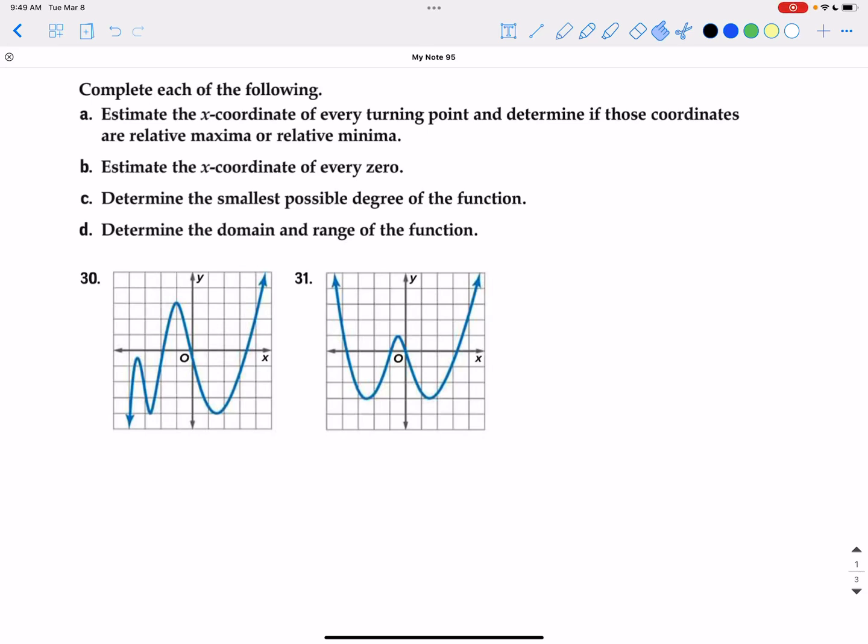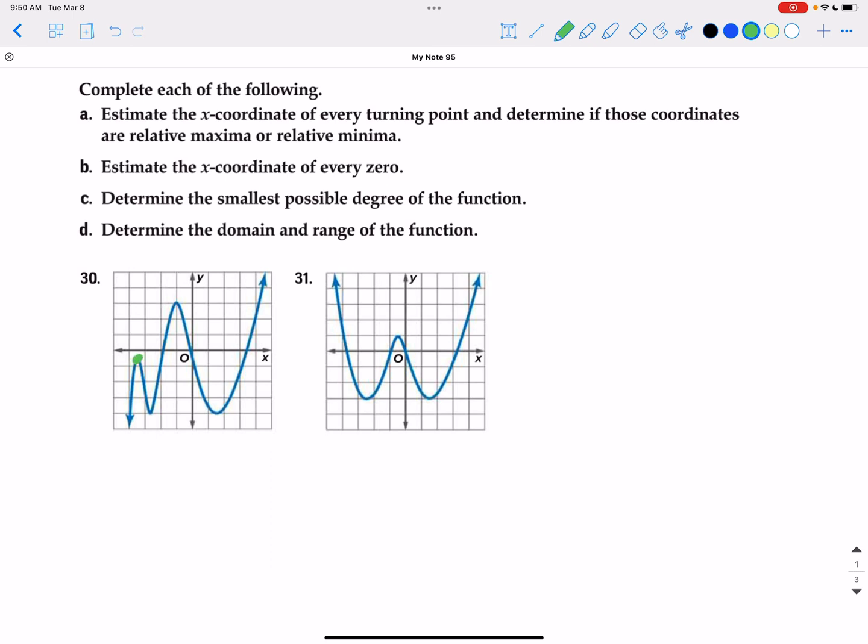So in question 30, estimate the x-coordinate of every turning point to determine if those coordinates are relative maxima or relative minima. So a turning point is exactly what it sounds like. It's where the graph is turning as you read it from left to right. If we go from left to right, it's increasing, increasing, increasing until it gets to this point right here, then it starts to decrease, decrease, decrease. So the turning point is right here.